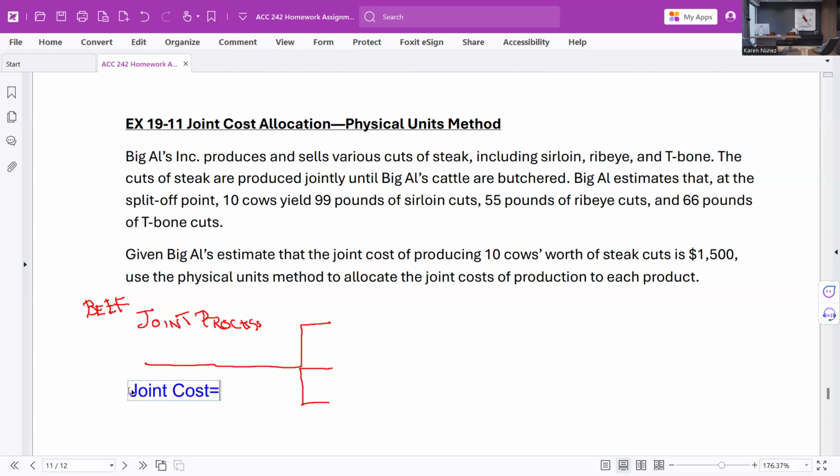And that joint cost essentially costs them $1,500 to process whatever it is they receive into their plant. So they've got this cow, if you will, and it costs them $1,500 to process the cow, and they end up with three products. They get sirloin, they get ribeye, and they get T-bone. Those are the three products.